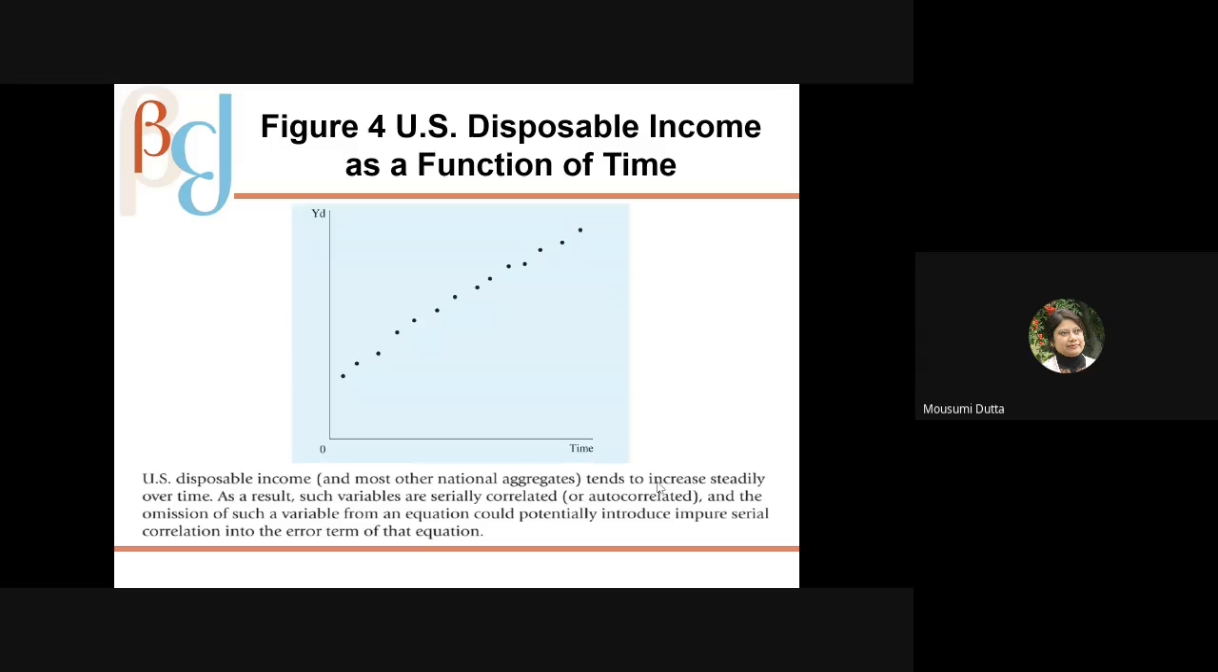So if you consider a model where you are missing, say, income, per capita income, or per capita consumption, or per capita savings, this may result in autocorrelation. Okay.